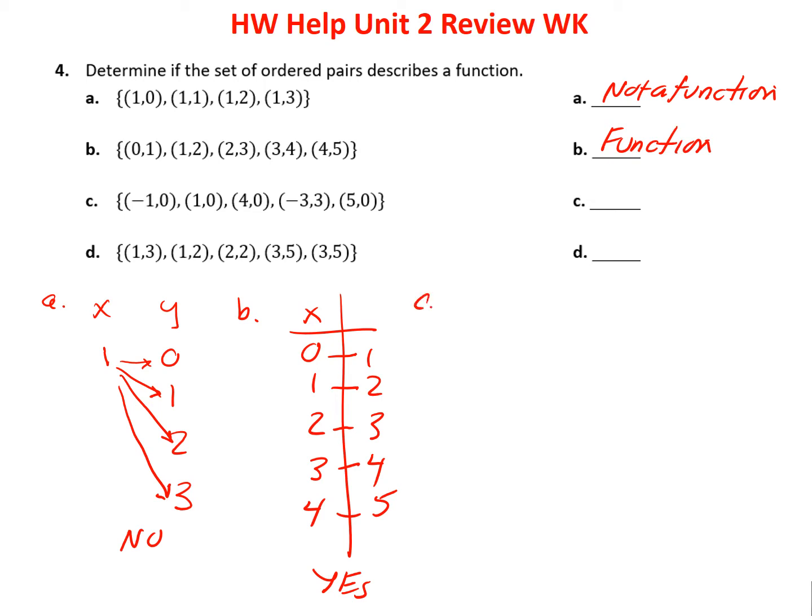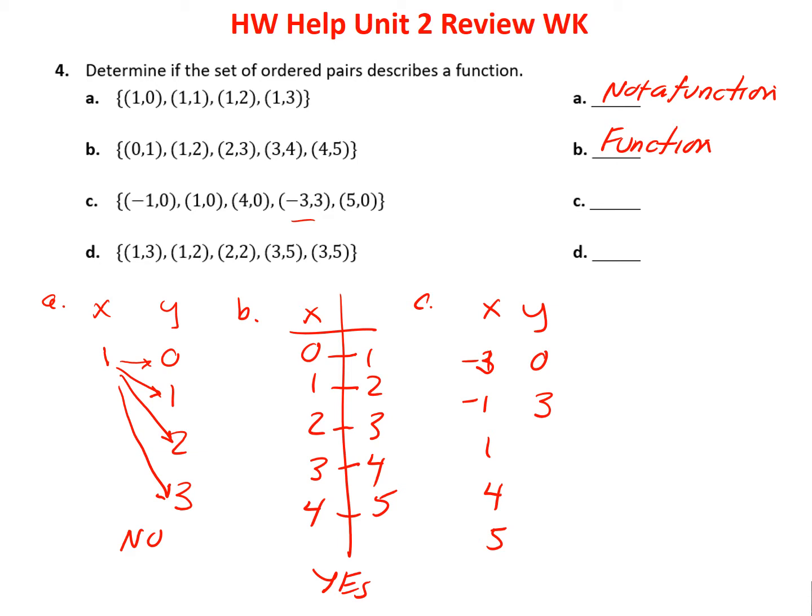For C, we have x and y. Actually, I'm going to put them in order. So I have -3. That's the smallest one. Then -1. Then 1, 4, and 5. And then my values here, I have 0, 0, 0, and 3. Okay? So you might be thinking, oh, that looks like A. But you've got to realize I can have multiple y's. I can't have multiple x's.